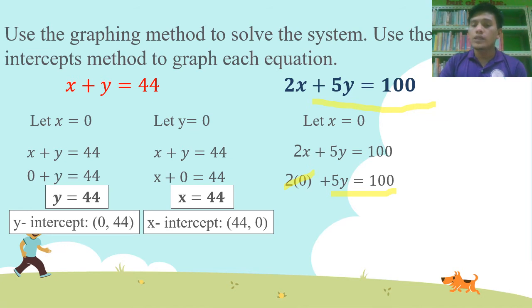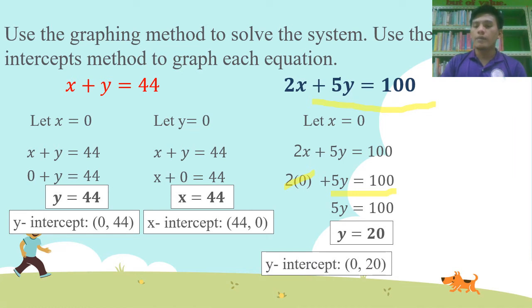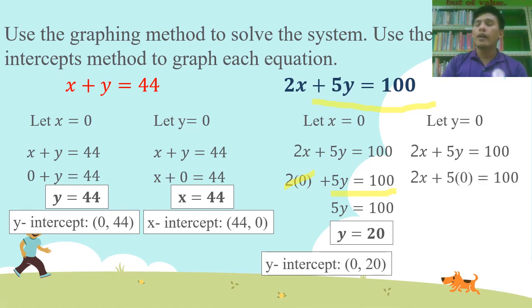We need to simplify. We divide both sides by 5. 5 divided by 5 is 1. 100 divided by 5 is 20. y is equal to 20. The value of our y-intercept is (0, 20). Let y is equal to 0. The given problem, 2x plus 5y is equal to 100. Substitute the value of y. That's why 2x plus 5 times 0 is equal to 100.